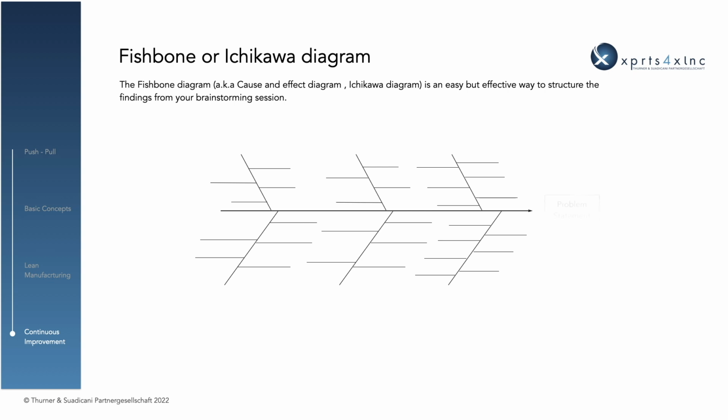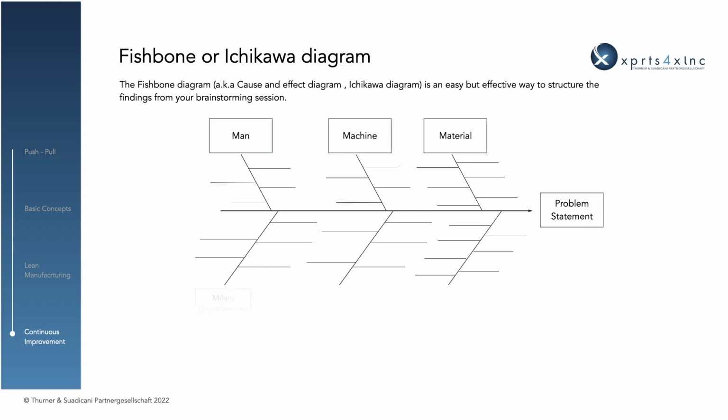First, write the problem description at the head of the fishbone diagram. Then write all the found possible reasons for the problem grouped into the 6 main categories. It has proven useful to group the possible reasons found for the problem into the 6M categories, which are man, machine, material, milieu or environment, management, method or process.